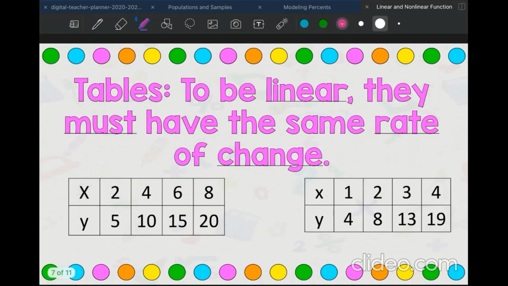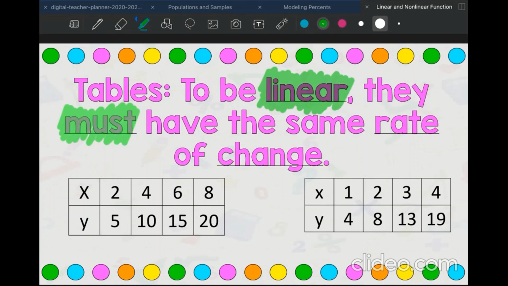So tables, in order for tables to be linear, they have to have the same rate of change. Does this sound familiar? Do we remember how to find the rate of change? We've already talked about this, right? Last topic. Yeah, we found the constant rate of change. We're adding two things that we've already learned?